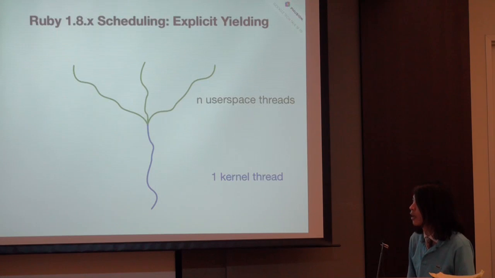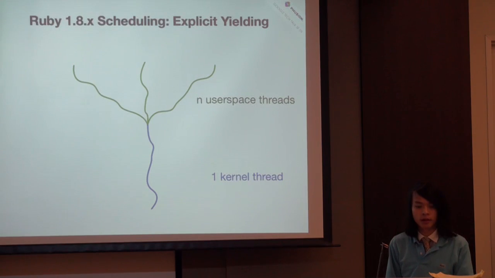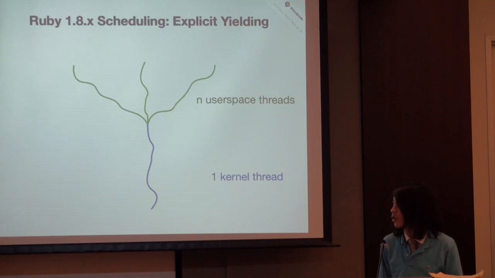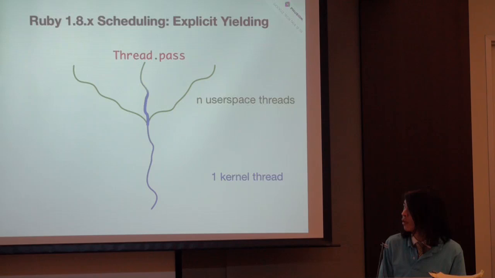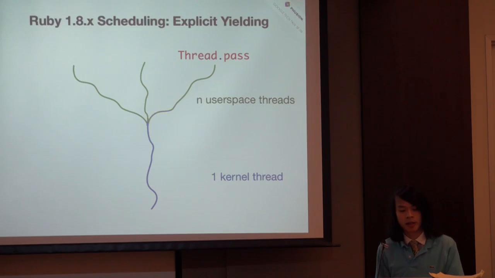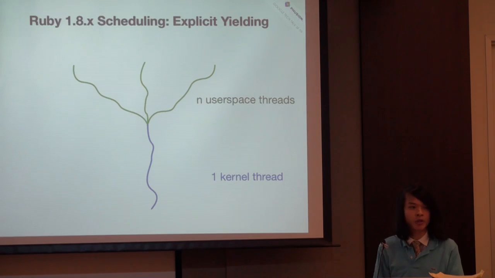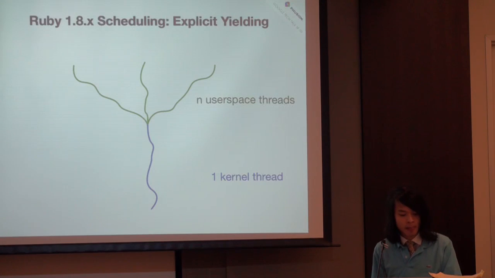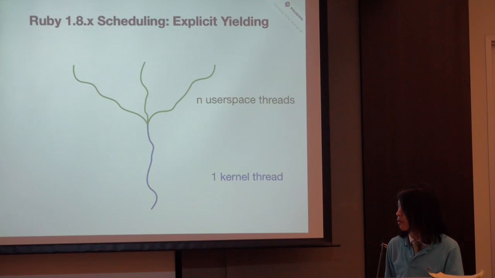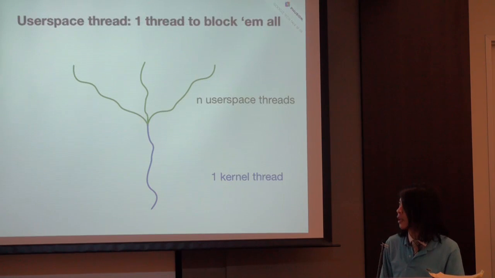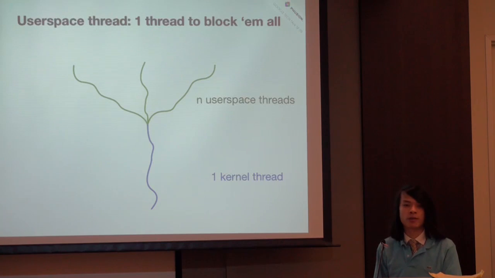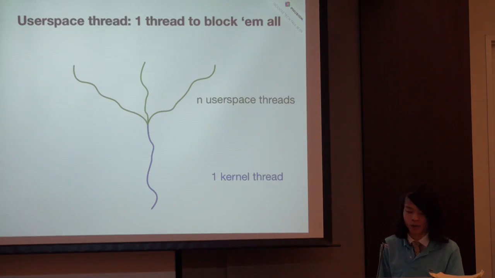Another important thing about the Ruby 1.8 scheduler is that you can apply explicit yielding. So basically, if one user space thread is executing, you can explicitly yield your execution. You can force a context switch by using Thread.pass. Because we're using user space threads, however, if we do a blocking call in one of these user space threads, we are actually blocking the entire kernel thread as well, and basically blocking all the user space threads as well.